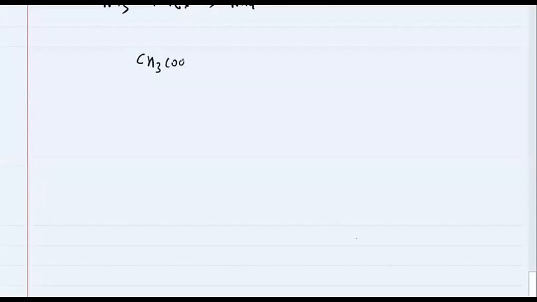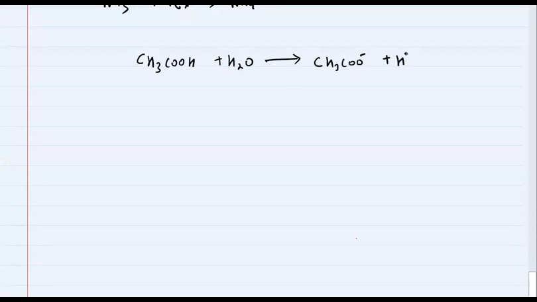Suppose I'm having CH3COOH plus H2O, then it will dissociate into CH3COO minus plus H plus, that is H3O plus. Agree everyone? Anyone have any issue in this?